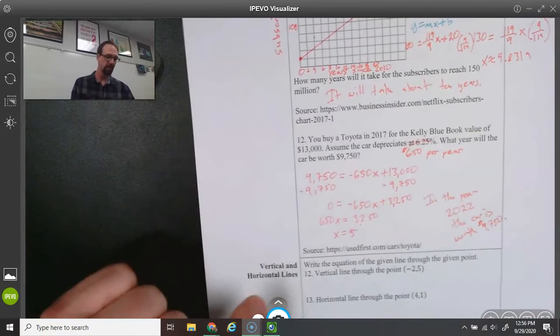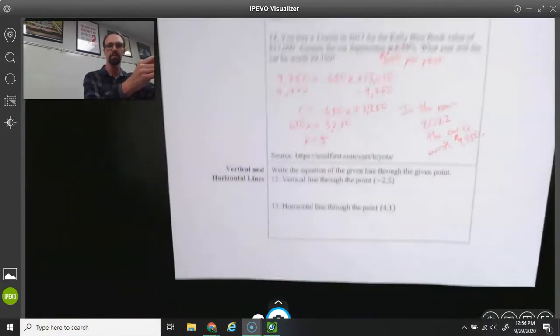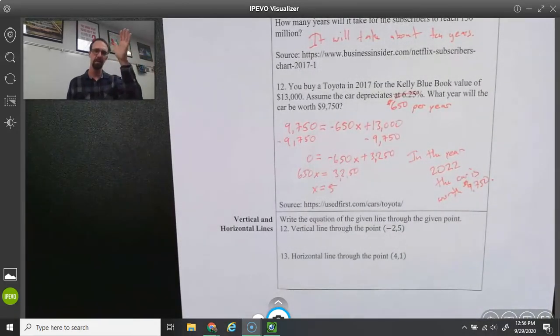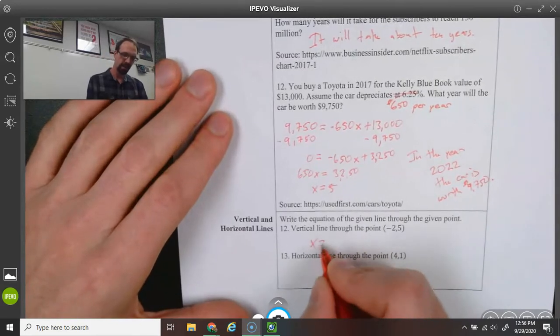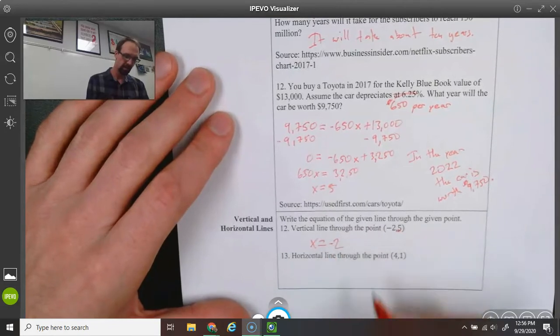Last part of this video, I want to talk about writing equations for this given point. When you have a vertical and horizontal line, it's either going to be an x equals or y equals. Vertical line is straight up and down. That's going to be x equals. You do not care about the y value because it's just going through the x. So this is going to be x equals negative 2.